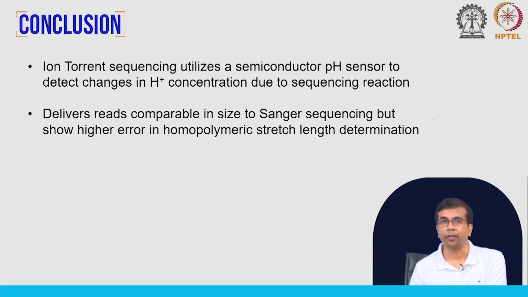We have seen we get reads that are comparable in size to Sanger sequencing, but we have the problem that we have seen earlier. There is a higher error rate in the homopolymeric stretch regions, so we get more indels in those regions.